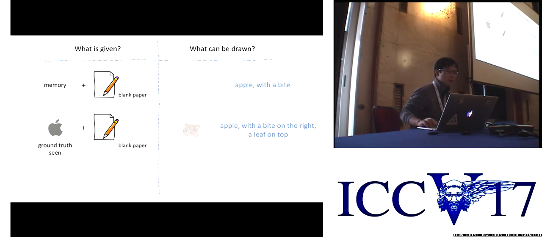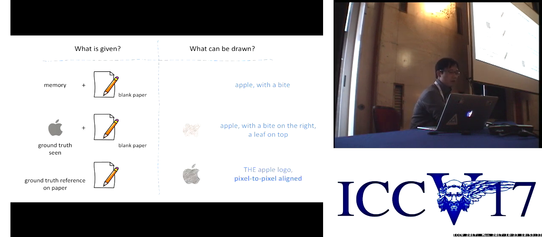To do a better job, you may want to do something like this. You may want a semi-transparent paper, and you may want to have an Apple logo as the reference. Then you lay your paper on top of the reference, and you can use your pencil to outline the reference. I think this is the best way for you to draw the Apple logo. And in this case, it is pixel-to-pixel aligned.